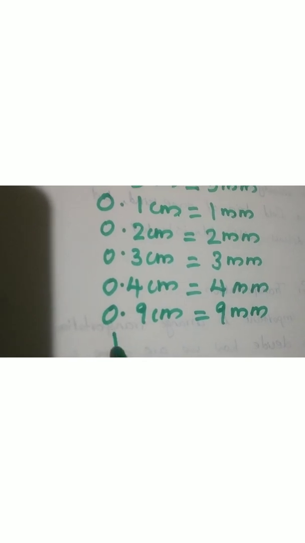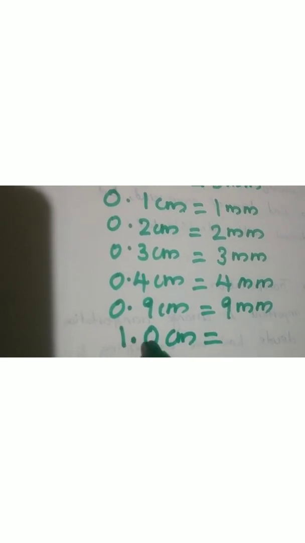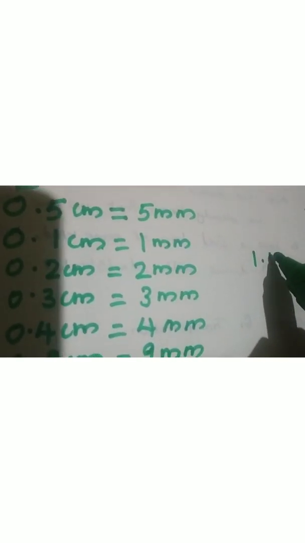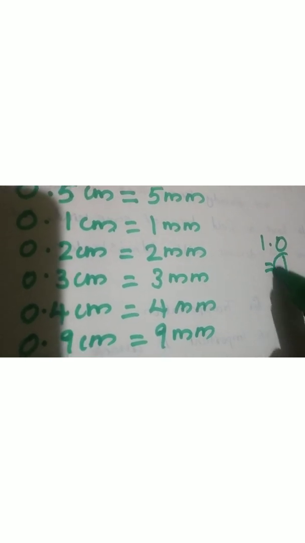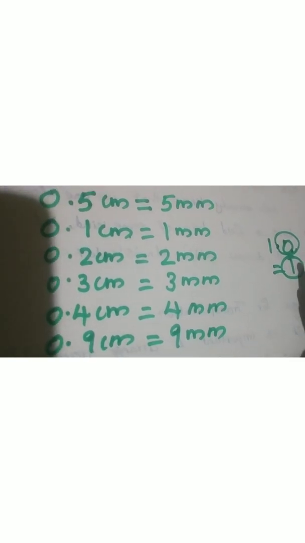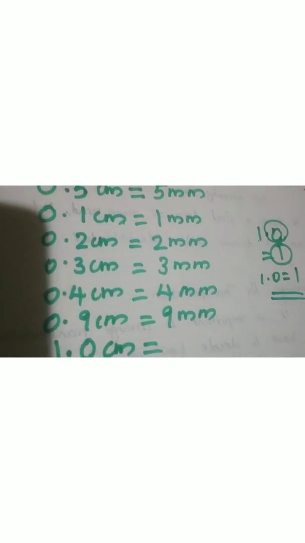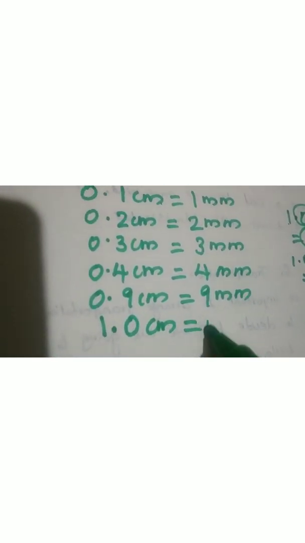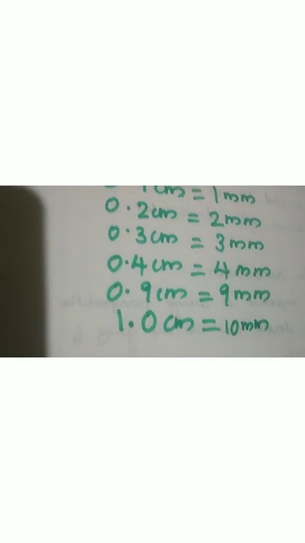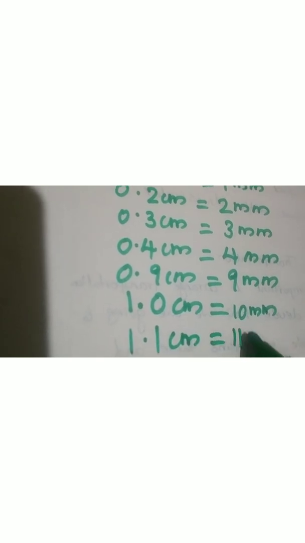So we can say 1.0 is equal to 1 itself. The value of 1.0 is equal to 1 itself. Okay, there is no meaning: after the decimal, 1 0 is there, no use at all. So we can say 1.0 is equal to 1 itself. So we can say 1 centimeter is equal to 10 millimeter. That we found here actually. Okay. We know that. So here 1.1 centimeter will be 11 millimeter.